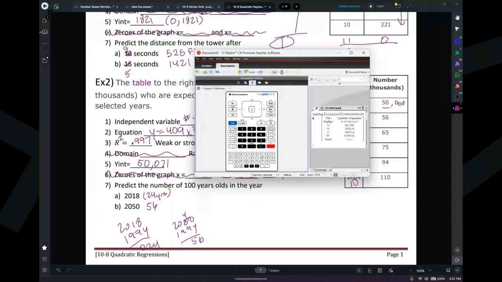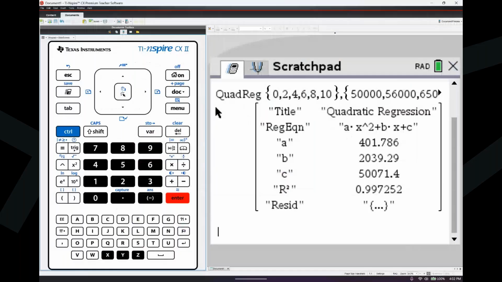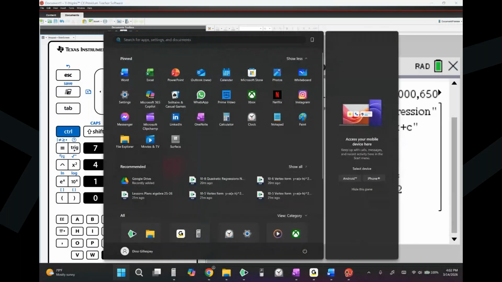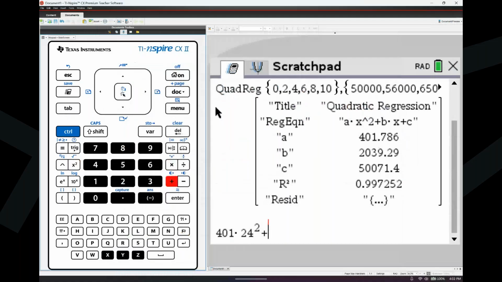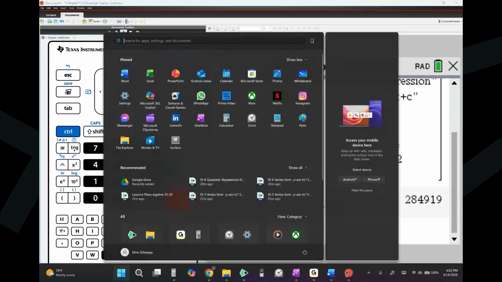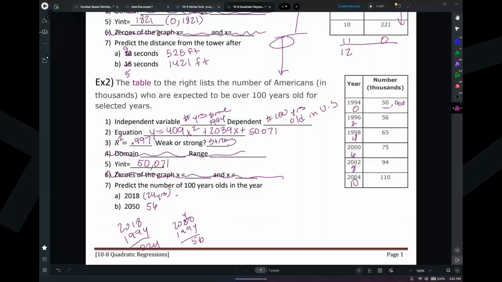All right, so we're going to do the equation. What are we doing? We're doing 401 times, what did we say x was? We said x was 24, right? So 24 squared plus 2039 times 24 plus 50,071, right? Press enter. About, what are we looking at? About 284,919. 284,919 100-year-olds, right? 100-year-olds. All right.